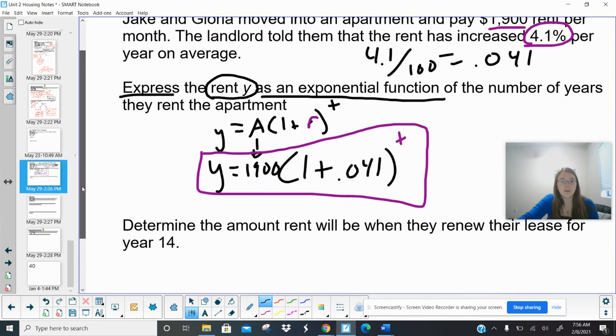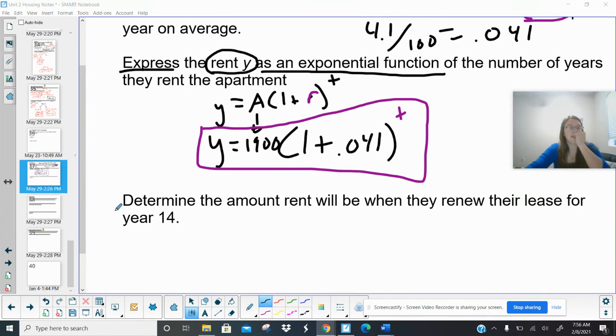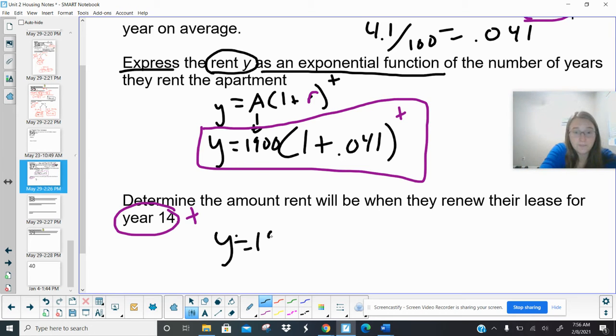It says determine the amount rent will be when they renew their lease for year 14. So year 14, that's t. So what we're going to do is take this equation we just made for this apartment, and all we're going to do is plug in 14.